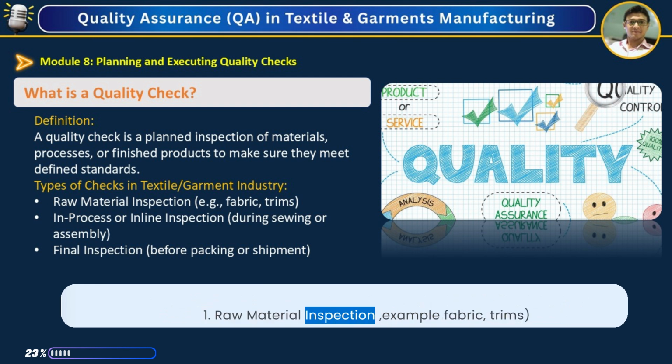1. Raw material inspection, example fabric, trims. 2. In-process or inline inspection. 3. Final inspection, before packing or shipment.